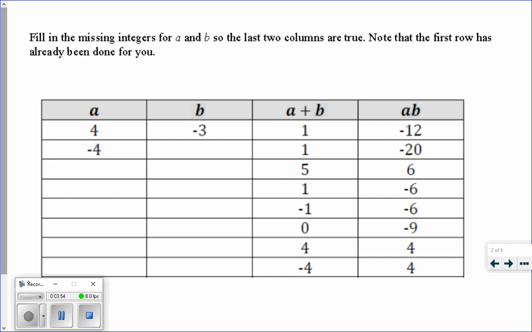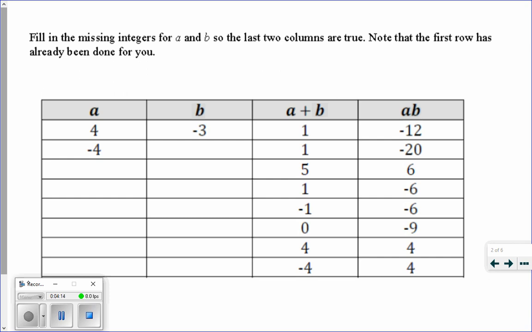The first one's done for you. Let's say that the first two numbers are 4 and negative 3. If I combine those together, we get a positive 1. If I multiply them together, I get a negative 12. I think we're all okay. Yep, that's true. If we combine 4 and negative 3, we get 1. If we multiply 4 times negative 3, we get negative 12. So there it is, okay?